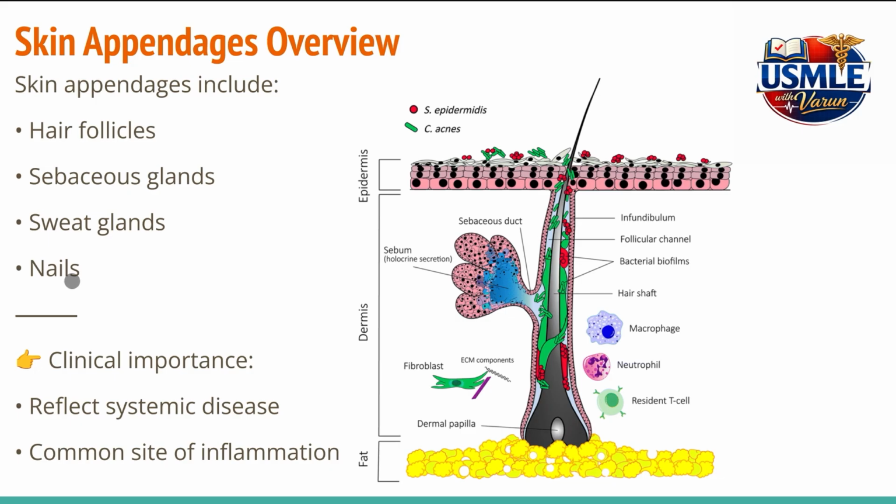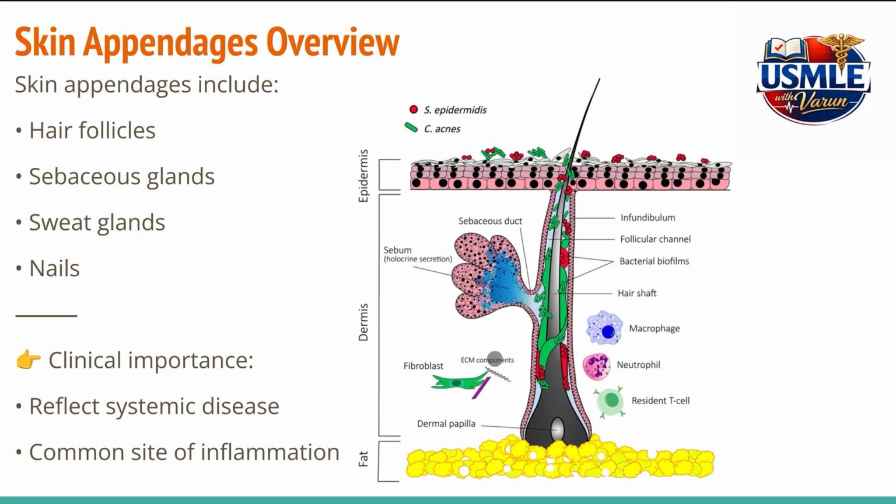Now, here's the important clinical insight. These appendages are not isolated. They are all functionally connected. For example, the hair follicle and sebaceous gland together form what we call the pilosebaceous unit, which is the central structure involved in acne. So, the sebaceous gland along with the hair follicle forms the pilosebaceous unit.